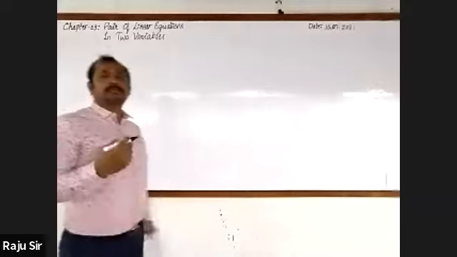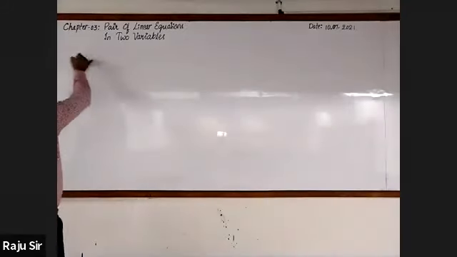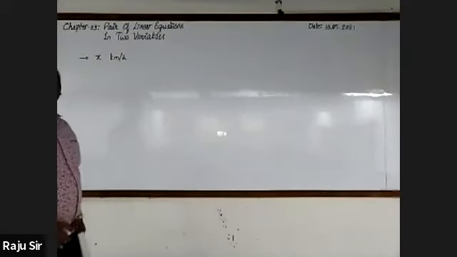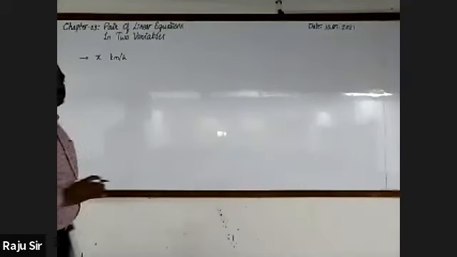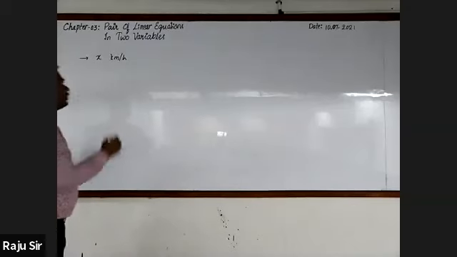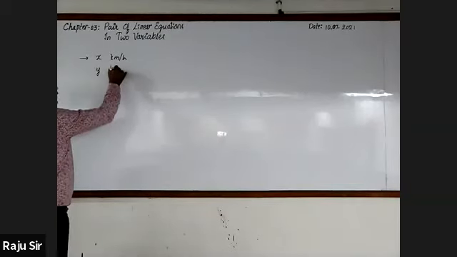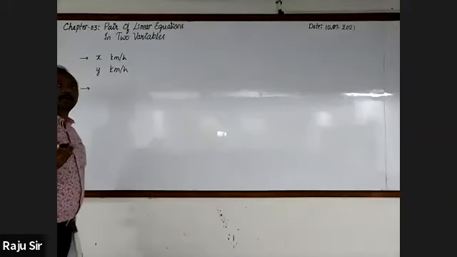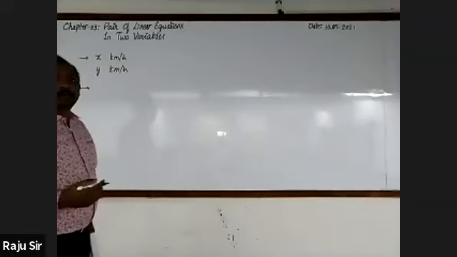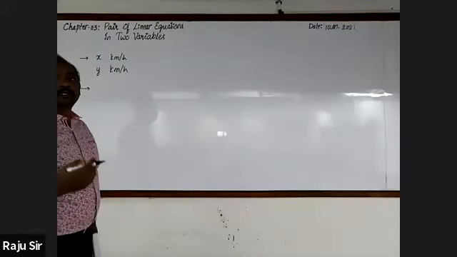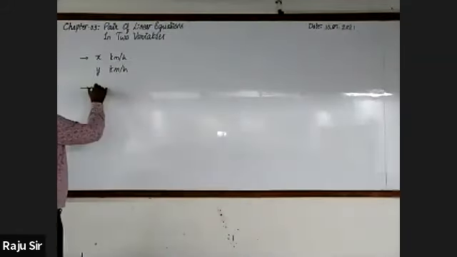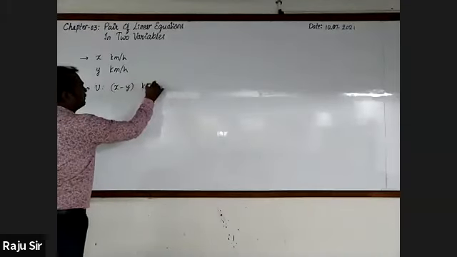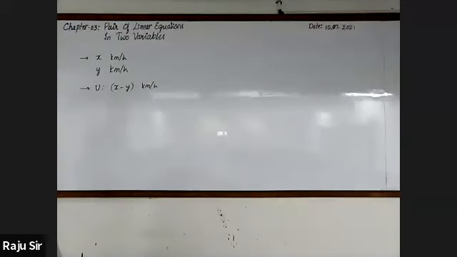So we have assumed the speed of the boat as x kilometer per hour. Then the speed of the stream, nothing but the speed of running water, was assumed as y kilometer per hour. Then what is the speed of the boat in upstream? Speed of boat in upstream will be x minus y kilometer per hour.